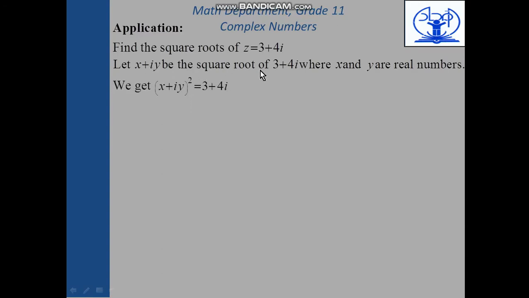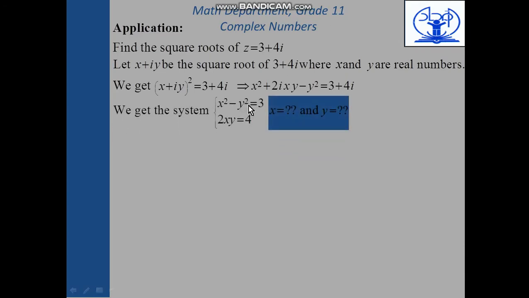x plus iy is a square root of 3 plus 4i, so (x plus iy) squared is equal to 3 plus 4i. Now let us expand this bracket. So we get x squared plus 2i xy minus y squared equals 3 plus 4i. Real part equal real part, so x squared minus y squared equals 3. Imaginary part, 2xy equal 4. We have to calculate x and y.